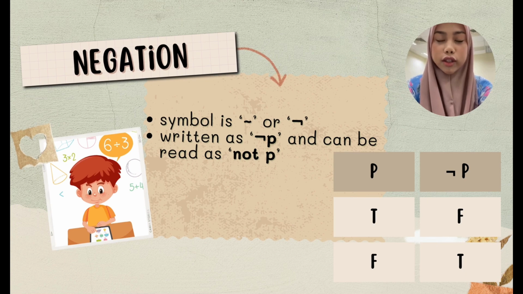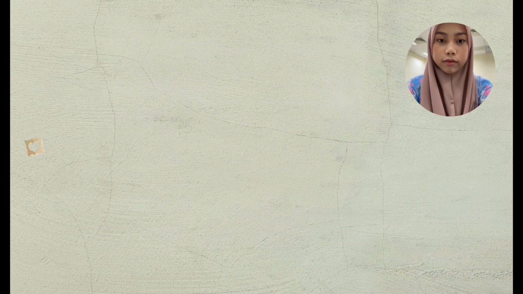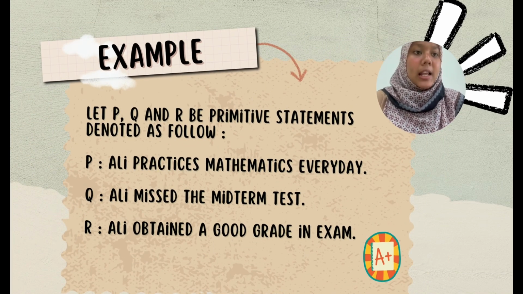So let's go into the last logical connective, which is negation. Negation has two symbols. It can be read as not P. For the true value, it is inverted to the true value of statement. For example, P true, not P will be false. P false, not P will be true. Now, let's see for our example that we provided.